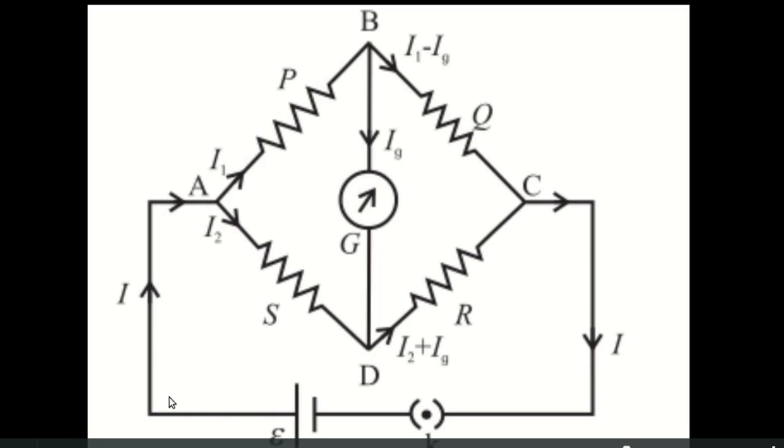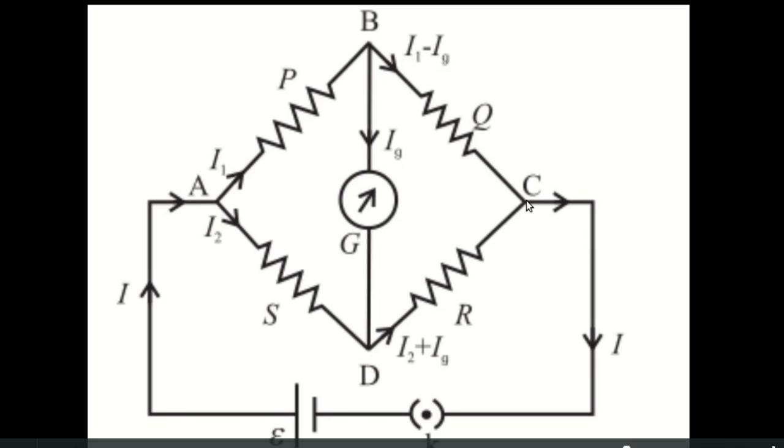So the current from the battery moves like this and it reaches this point. This is junction A, and the current divides into two different currents, I1 and I2. Now again at this junction B, this current again splits into two. The current through the galvanometer is called Ig. I1 is the current flowing through this arm and Ig is going in this. So the remaining current will be I1 minus Ig, which will flow through resistance Q.